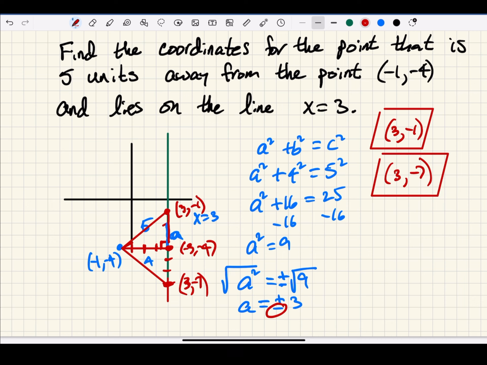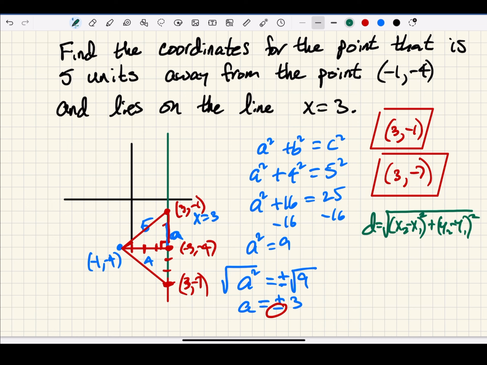Now, I said that there were a couple of ways that we could solve this. The other thing that we could do would be just to use the distance formula. Distance equals the square root of the difference in the x-coordinates squared plus the difference in the y-coordinates squared.